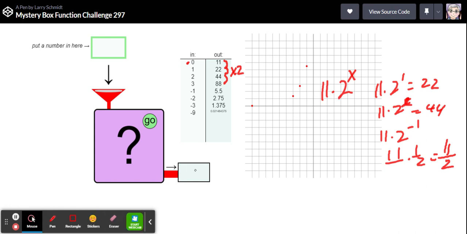And let's go ahead and reveal. Yeah, 11 times 2 to the x, and we can graph that as well. And you see that exponential curve? It's just a little higher over here on the left than we're used to because of that big multiplier.